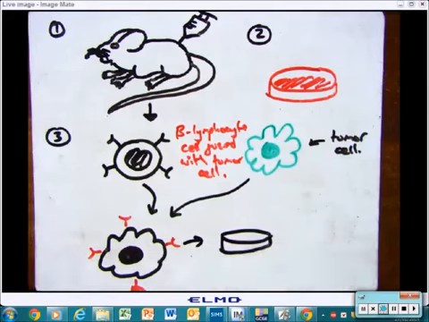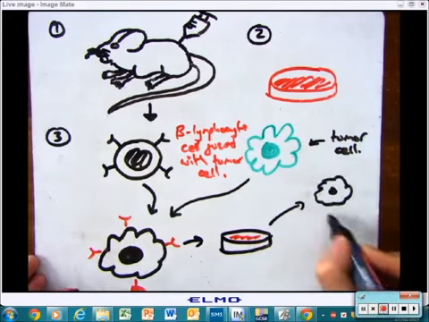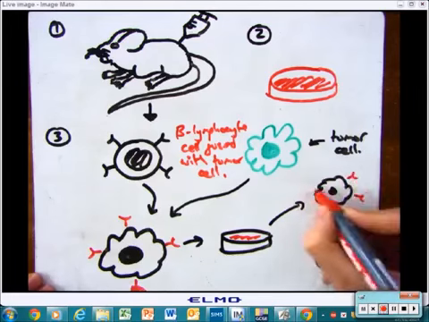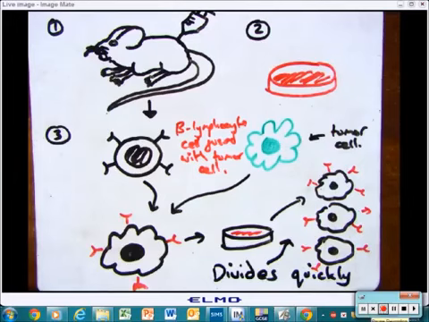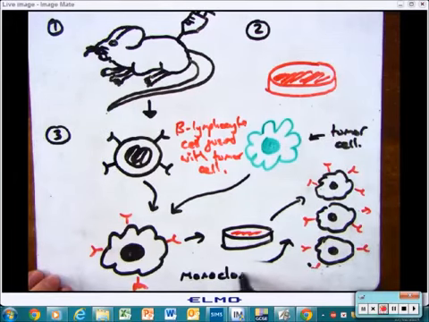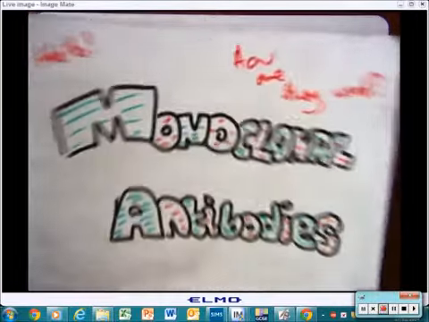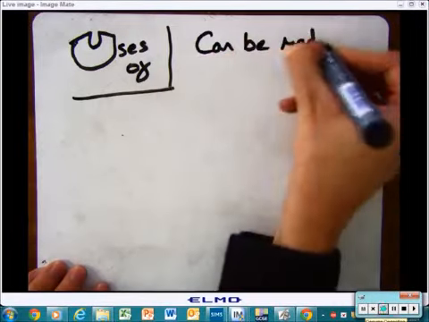This hybridoma then will be put back into a petri dish and will be allowed to divide, and they divide really quickly. And what they'll do is they'll produce monoclonal antibodies. So monoclonal, mono means one, so one antibody, and clonal means they're reproduced. So a monoclonal antibody.